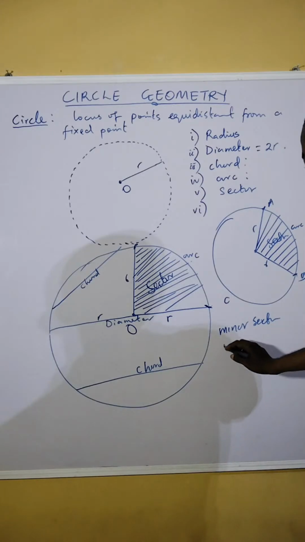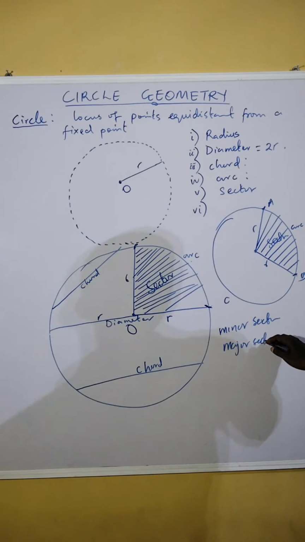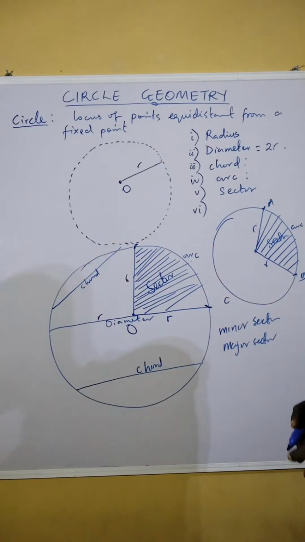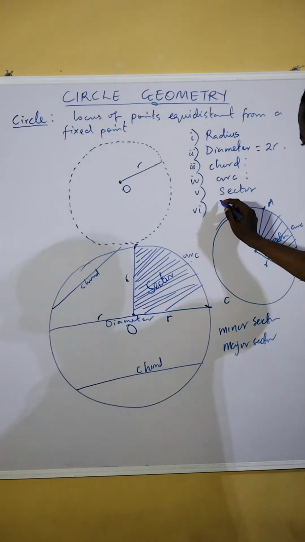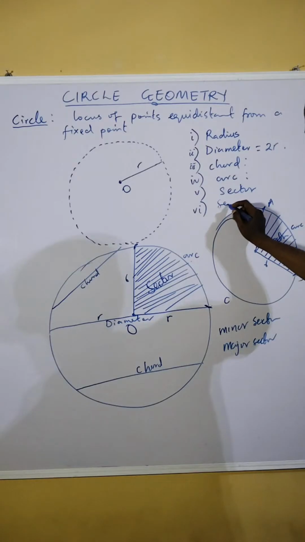I also have what is called a major sector. So the one not shaded is a major sector. That is the bigger one. Okay. Now next, we still have something called a segment.